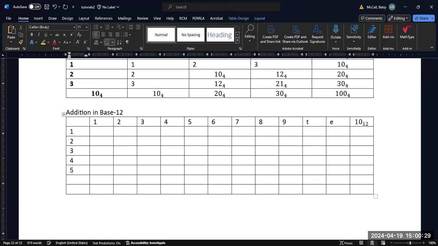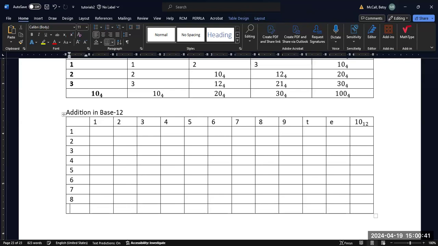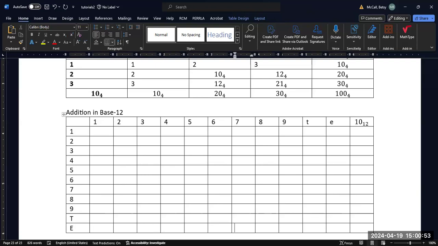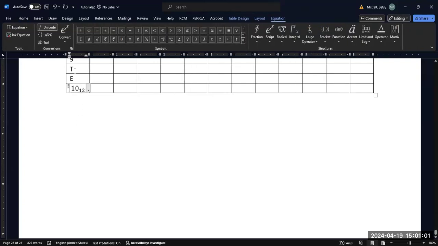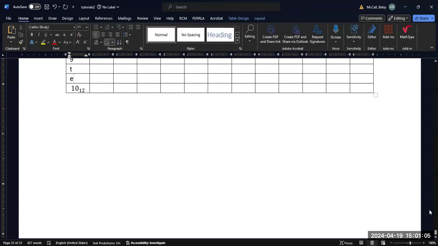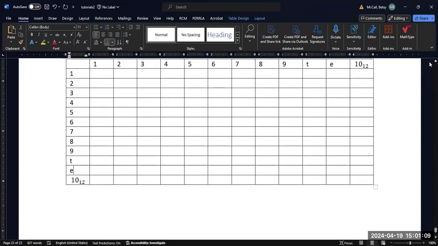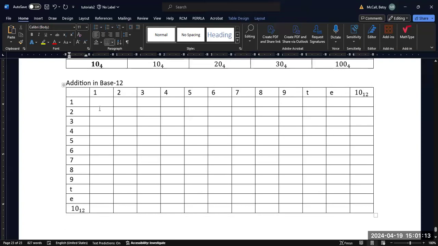1, 2, 3, 4, 5, 6, 7, eight, nine, 10. We'll fix that in a second. 11. And then 10 base 12. So again, we have to make sure we're not multiplying, we're adding. So when we add, 1 and 1 is 2, 1 and 2 is 3, 1 and 3 is 4, and so forth.